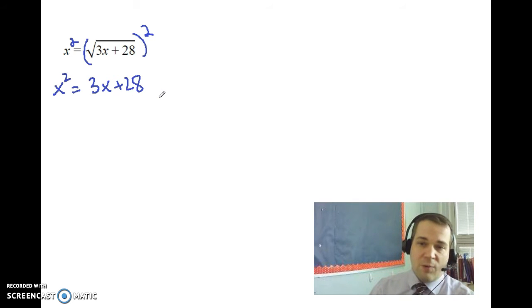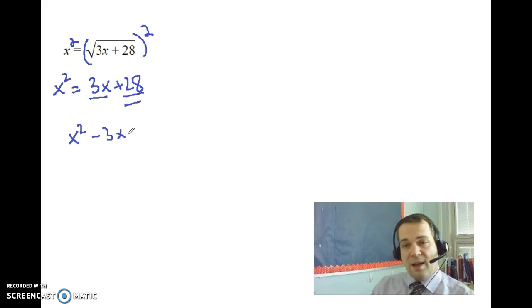The resulting equation has an x squared term, an x term, and a constant. That makes it a quadratic, which means we really want to get one side equal to 0, and the strong recommendation is to always keep the x squared term positive. So I'm going to actually move this to the left side and this to the left side by subtracting 3x and subtracting 28 to get x squared minus 3x minus 28 equals 0.